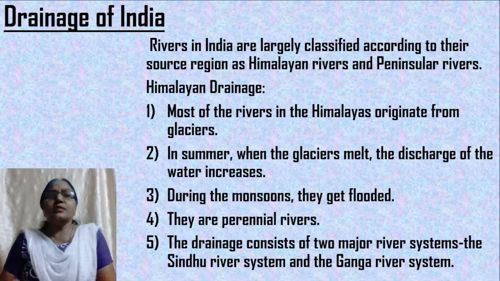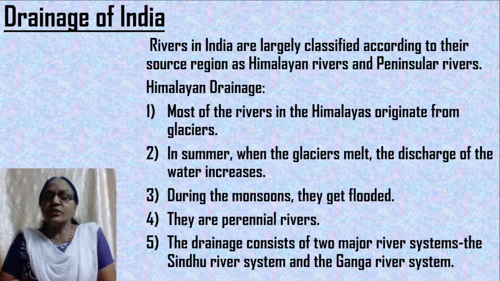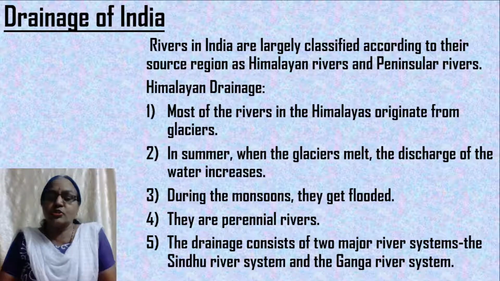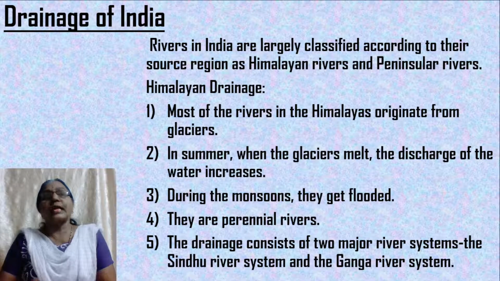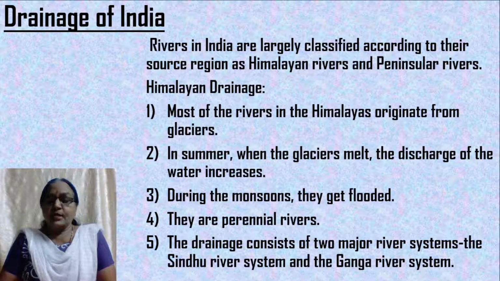What happens in summer is when the glaciers melt, a huge volume of water is discharged into the rivers. And at the same time, during the monsoons, they get plenty of rainfall and they get flooded. They are therefore perennial rivers, that is, they have water throughout the year.